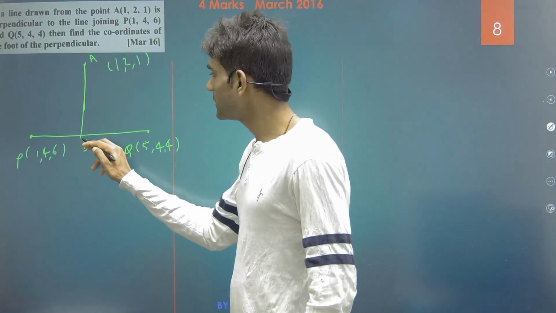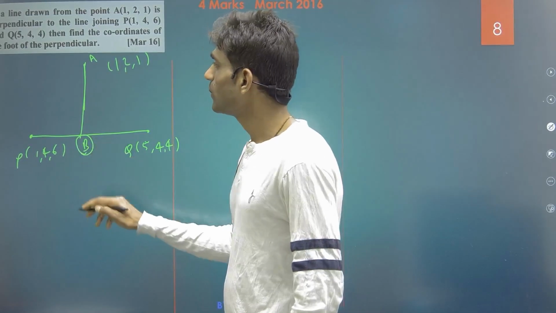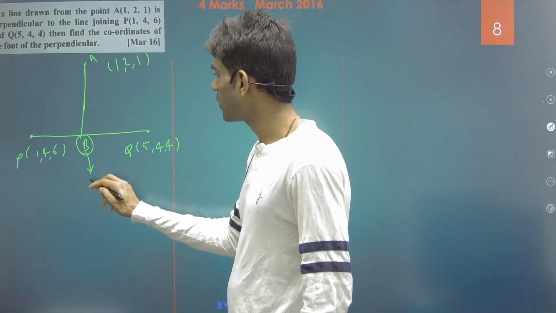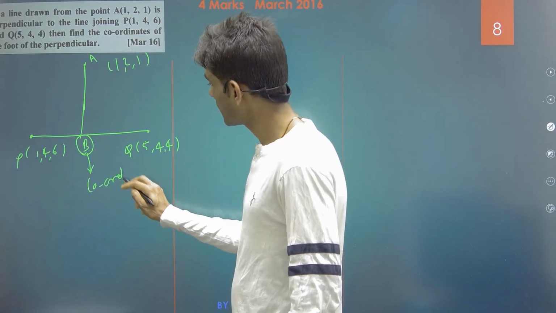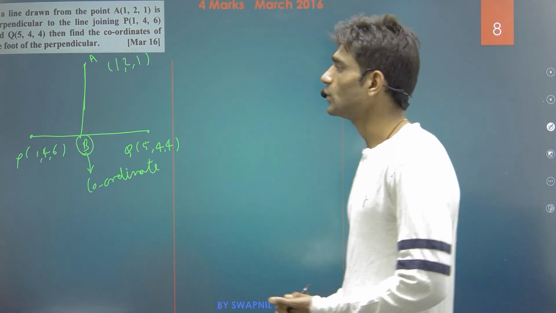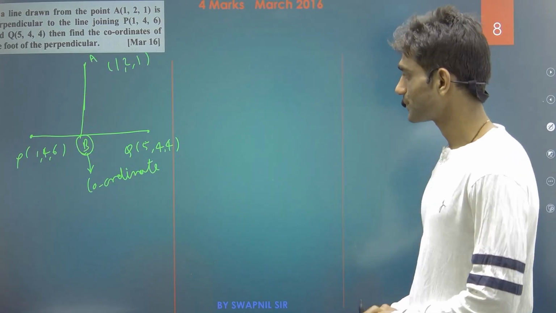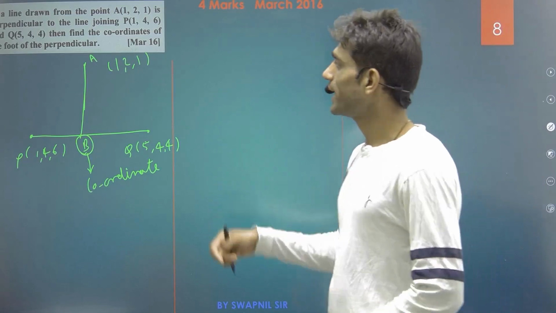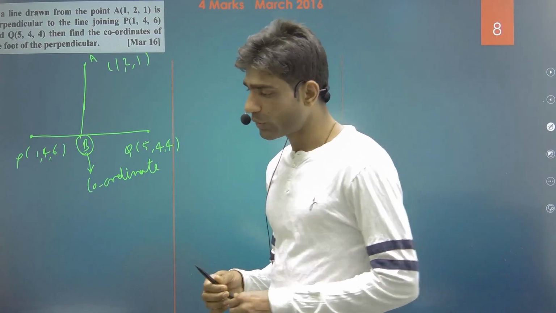Now, using our given data, let's go for finding the coordinates of the foot of the perpendicular. That means we want the coordinates for our foot of the perpendicular, point B. Let's go for finding them.